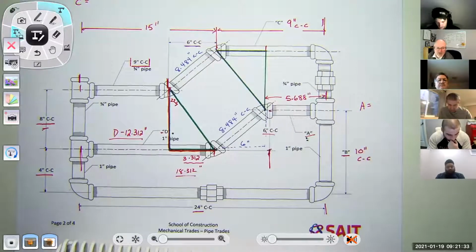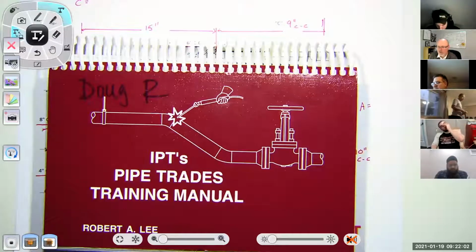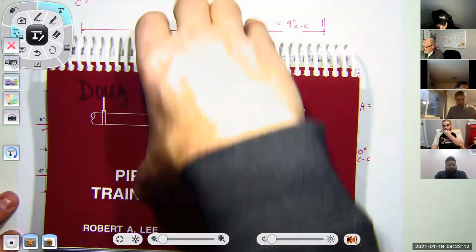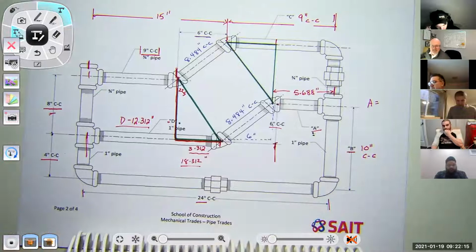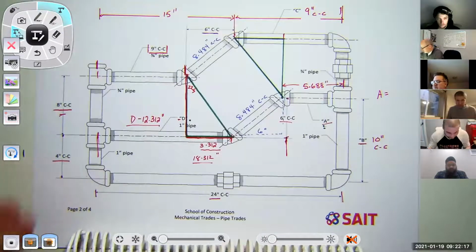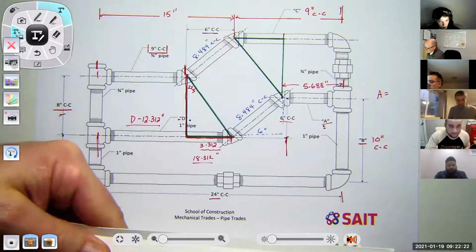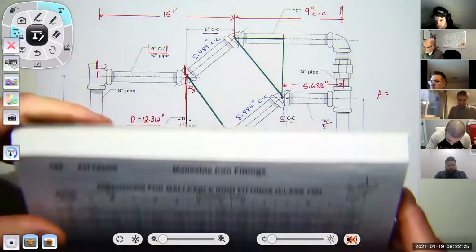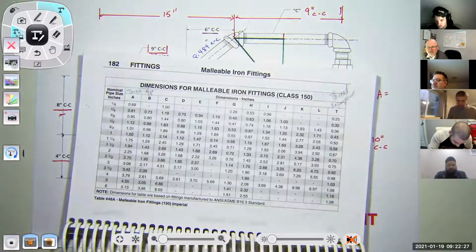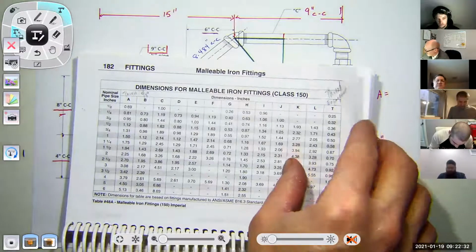Okay, we have those measurements. So take out your IPT Pipe Trades manual book. I'm going to show it on my screen if you don't have one handy. So we are using steel pipe, Sked 40 steel pipe, and I believe the pages that we need are for malleable iron fittings, class 150.